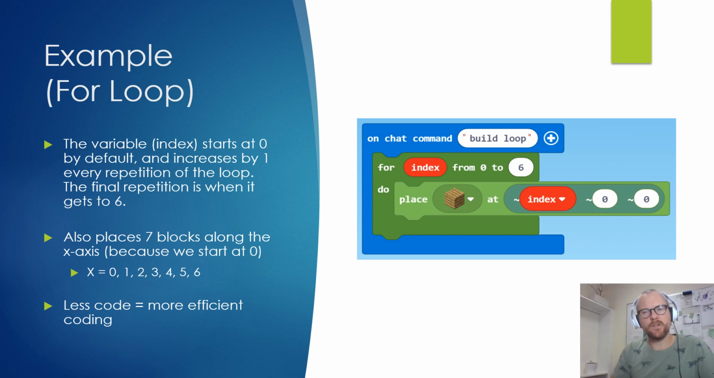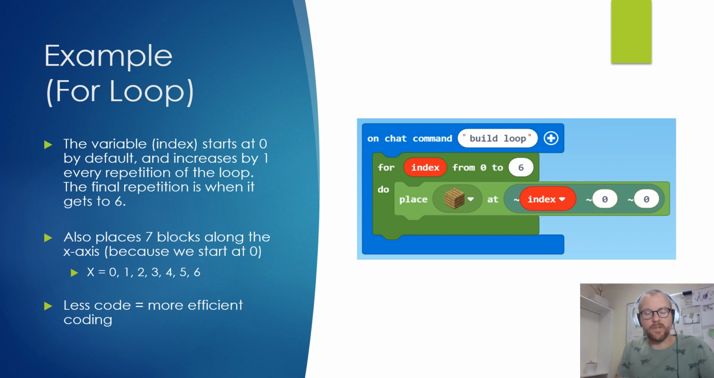Okay, now this section of code, even though it may look a little bit weird and a little bit new to you, is doing exactly the same thing as the previous slide, but with fewer lines of code. We've still got a chat command that's building, which initiates this sequence of events. But instead of having 7 of the place block commands in there, we're using what's called a for loop.